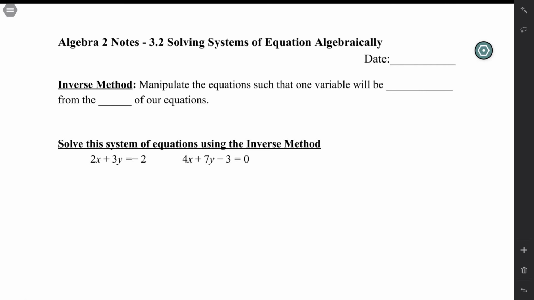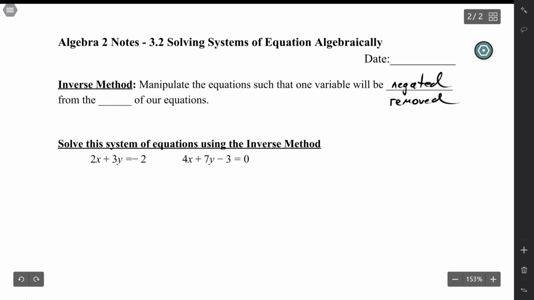So the first thing first, fill in these blanks. Inverse method. Manipulate the equations such that one variable will be negated. This is just the technical term for basically removed from the sum of our equations. And that'll make sense as we're going through.